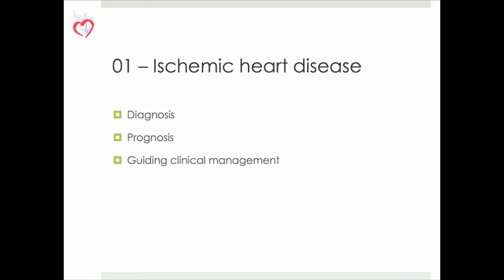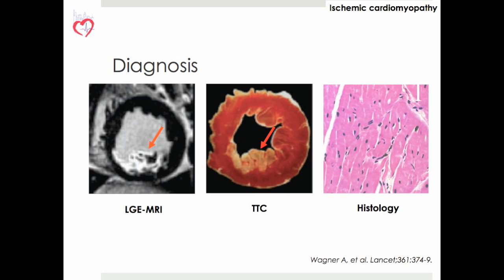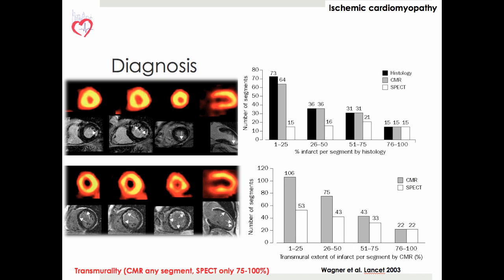Late gadolinium enhancement has been developed with ischemic heart disease in mind. It helps to recognize a previous myocardial infarction based on the visualization of myocardial scar. And that is across the whole range of transmuralities, from full thickness 100% transmural scar to less than 25%, which goes frequently undetected by SPECT imaging.